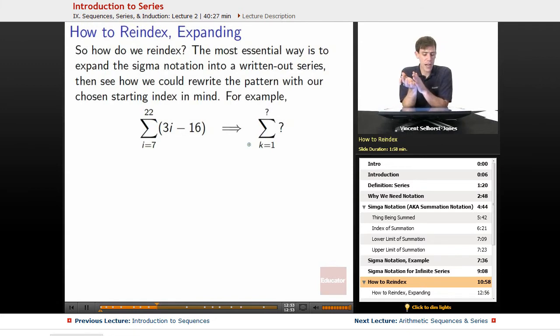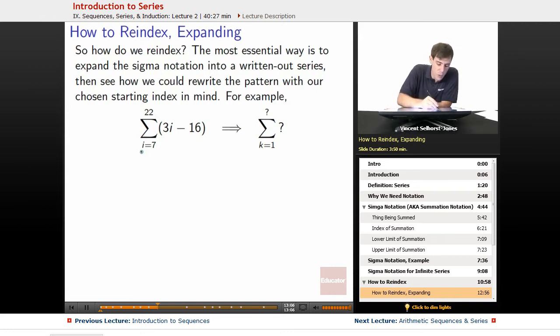Right. So how do we actually reindex? The most essential way is to expand the sigma notation into a written out series, then see how we could rewrite the pattern with our chosen starting index in mind. So for example, if we want to go from i equals 7 to k equals 1, we can start off by expanding. A series is just a shorthand way of writing out something plus something plus something dot dot dot plus something, and even that's a shorthand way of writing out every single term. So we can expand it into that format.